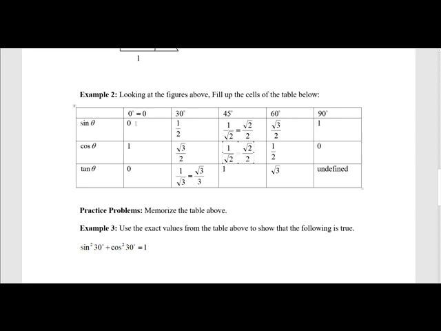Now tangent is sine over cosine, so 0 over 1 is 0. Then 1 over square root of 3, since the 1 over 2 and 1 over 2 cancel out. Square root of 2 over 2 over square root of 2 over 2 is 1. Tangent 60 is square root of 3 over 1, which is square root of 3. And tangent 90 degrees is 1 over 0, which is undefined. And this table of values you must memorize.